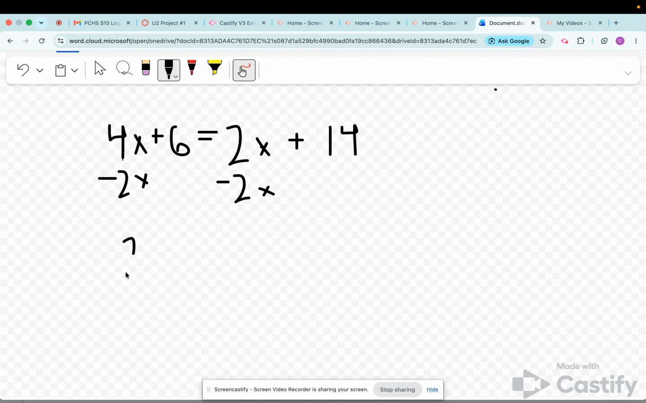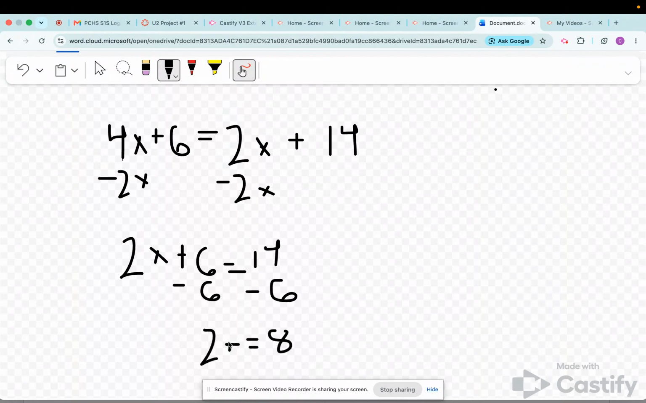and rewrite the equation. It's 2x plus 6 equals 14. Then, naturally, we subtract 6. Subtract 6 from both sides, because what's done to one side must be done to the other side, leaving us with 2x equals 8. Then, remember, you have to get the x by itself, the variable by itself, so we divide by 2 to both sides, which leaves us with x equals 4.